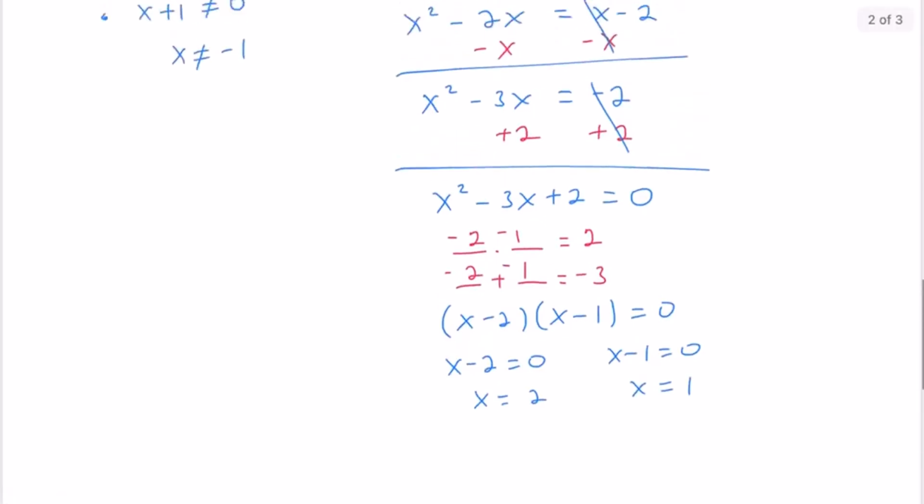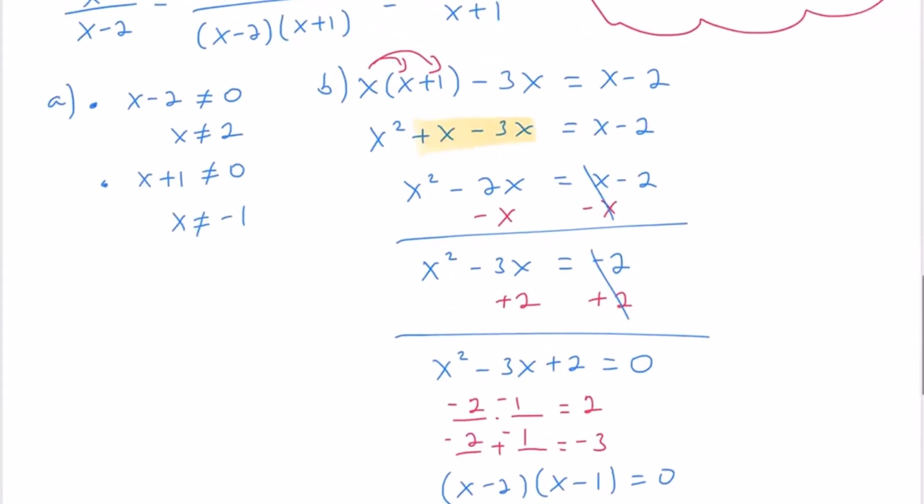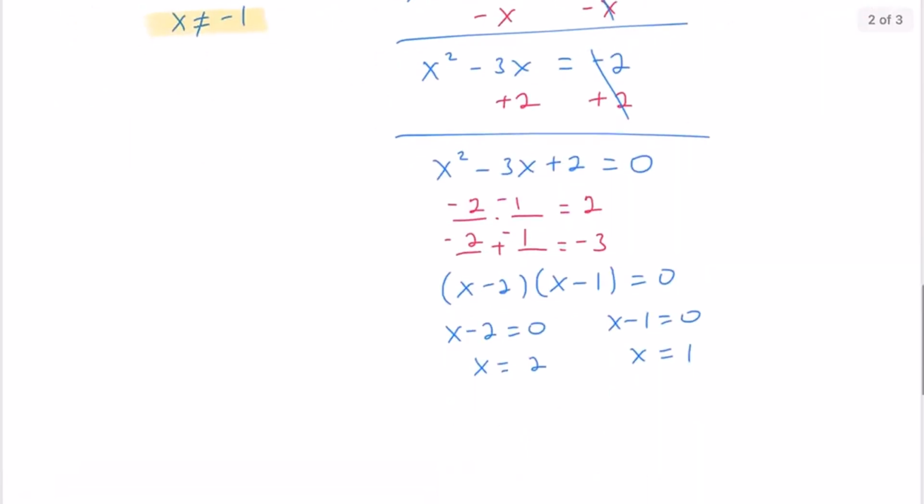Check with part A. In part A, we said that we cannot have x is 2 and we cannot have x is negative 1. So here 2 is out. So our answer is 1.